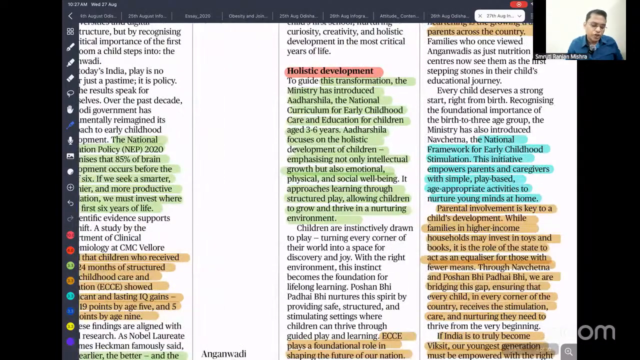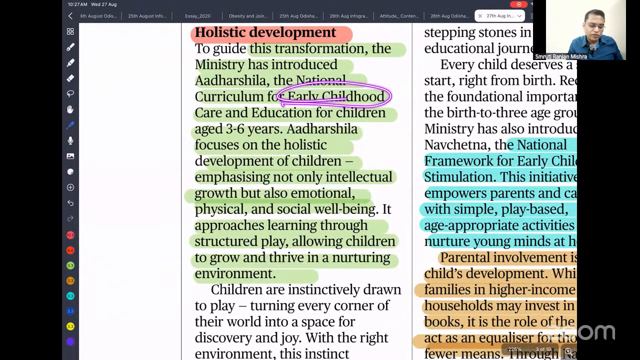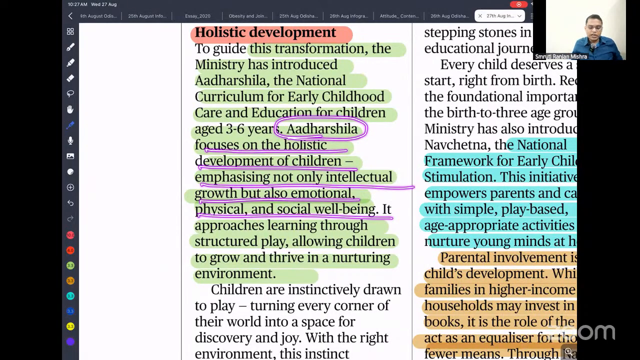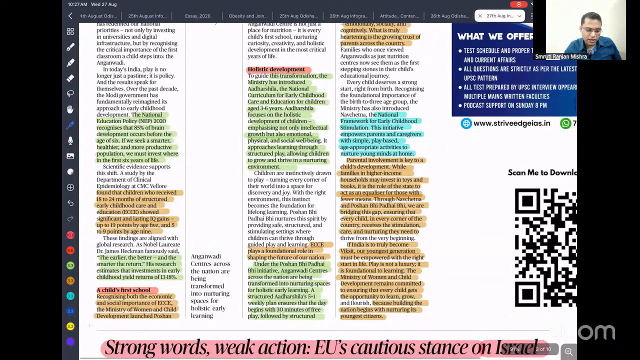It is talking about how we need to promote early childhood care and education in a holistic way. The government has started an initiative, Aadhar Shila, focusing on the holistic development of children, emphasizing not only the intellectual but also the emotional and physical. Children can come together and play there, which is helpful for learning a lot of things. So please study this article, you will understand.